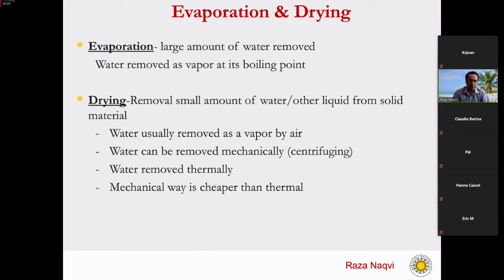But we have seen from experience that the mechanical way is much cheaper than the thermal way. But mostly when we do the drying, we use thermal because it's much easier to handle.